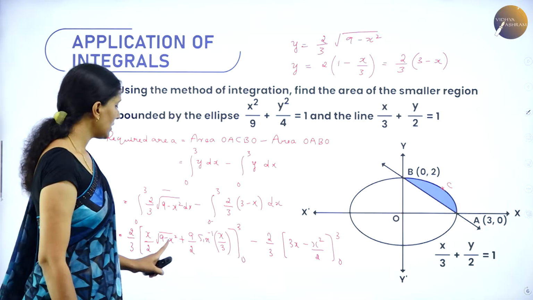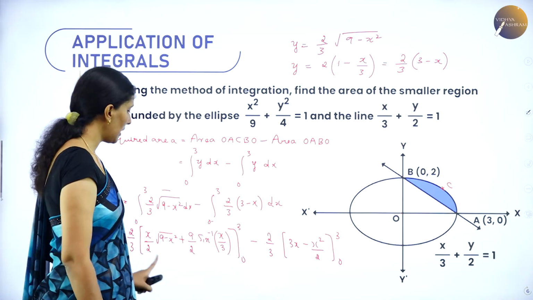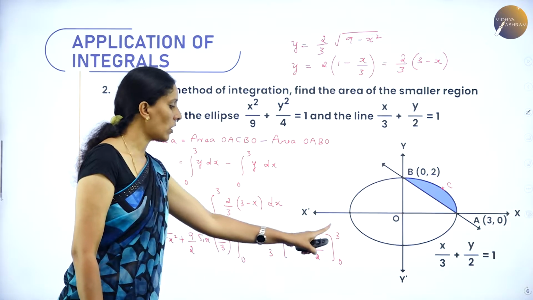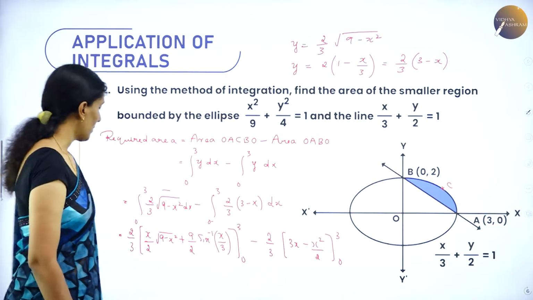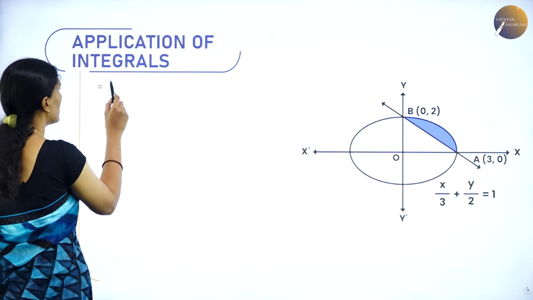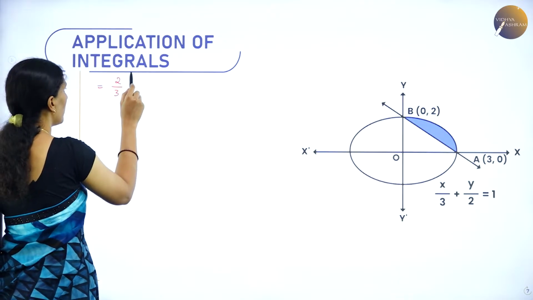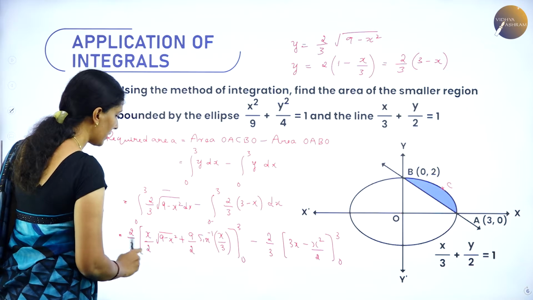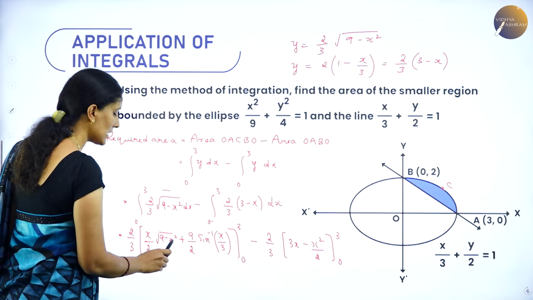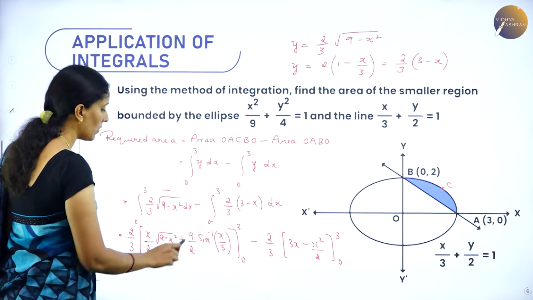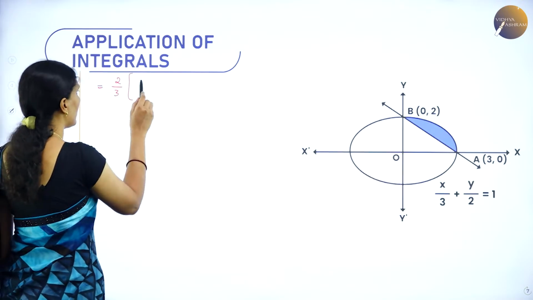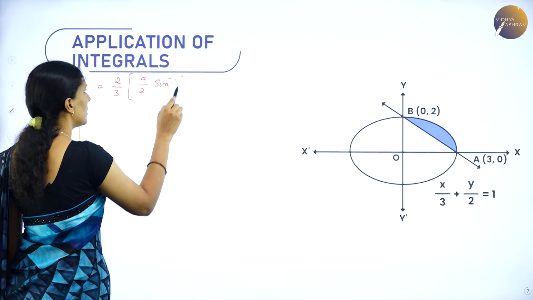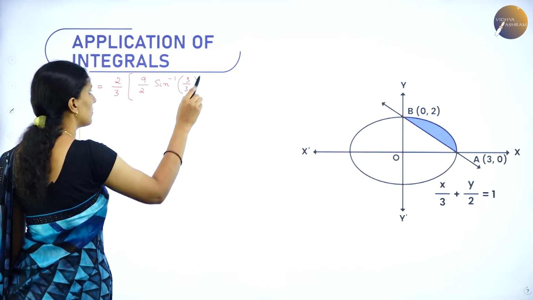So, we can clearly see if you put 0, this completely becomes 0 and here also if you put 0, this completely becomes 0. So, apply the limits only for 3. So, then what happens? It is 2 by 3. If you apply the limit 3 here, see this is 3 by 2, then this is 9 minus 9. The first term becomes 0. So, that we can apply for the second one, that is 9 by 2 sine inverse 3 by 3.